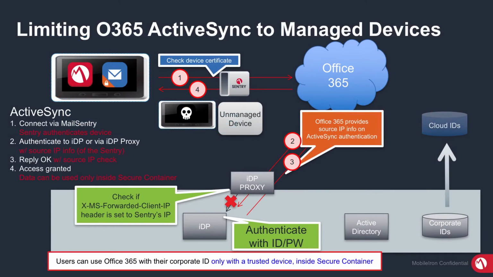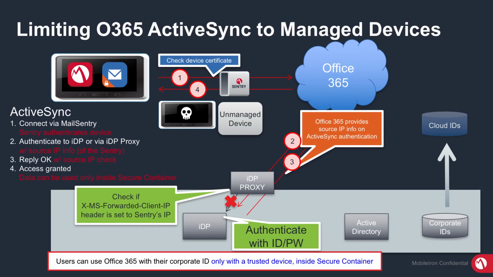A little more detail here. As the device initially hits the Sentry, here's where we can do the two-factor auth. We're going to present a certificate to the Sentry. If we don't have that certificate, if we haven't enrolled with MobileIron, we're not going to have the ability to get that certificate. So you can prevent users from simply plugging in the Sentry's FQDN on their device to try to sync to the Sentry directly.